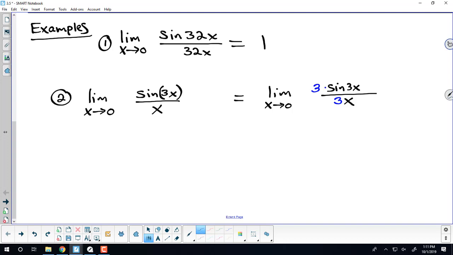So what would that limit be then? Yeah, because now we have a constant up top. We have a constant times a function of x. So we can pull that 3 out of the top and then apply the theorem to this limit here.